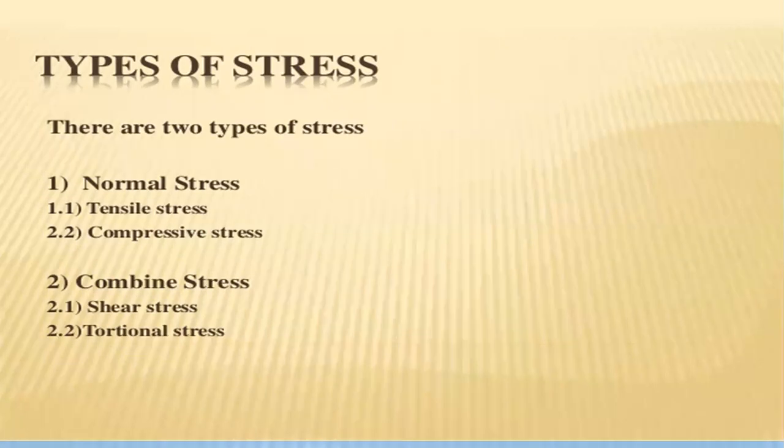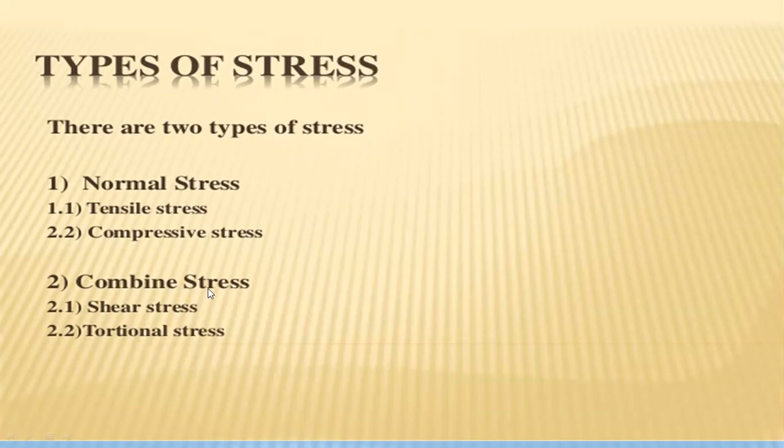One is normal stress, and another is combined stress. Normal stress includes tensile stress and compressive stress. These tensile and compressive stresses are the normal stresses. The next one, combined stress, includes shear stress and torsional stress. These are the combined stresses.